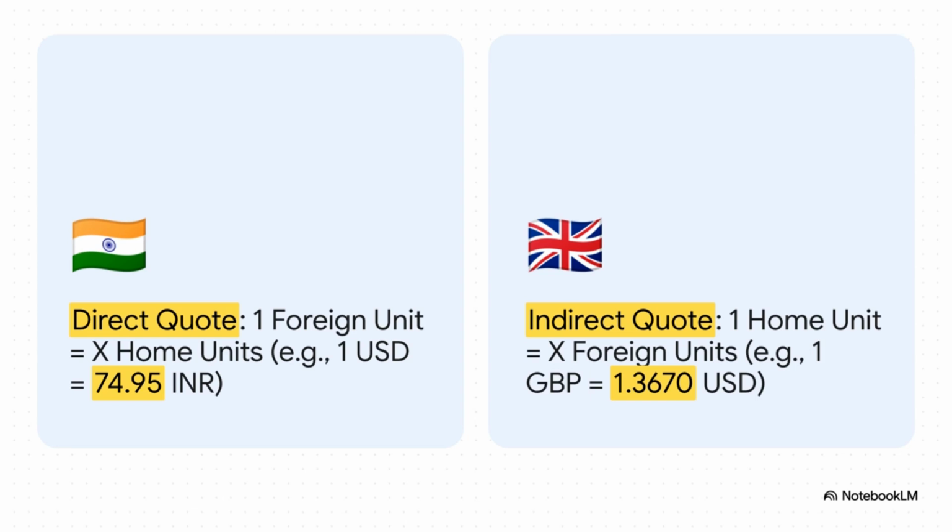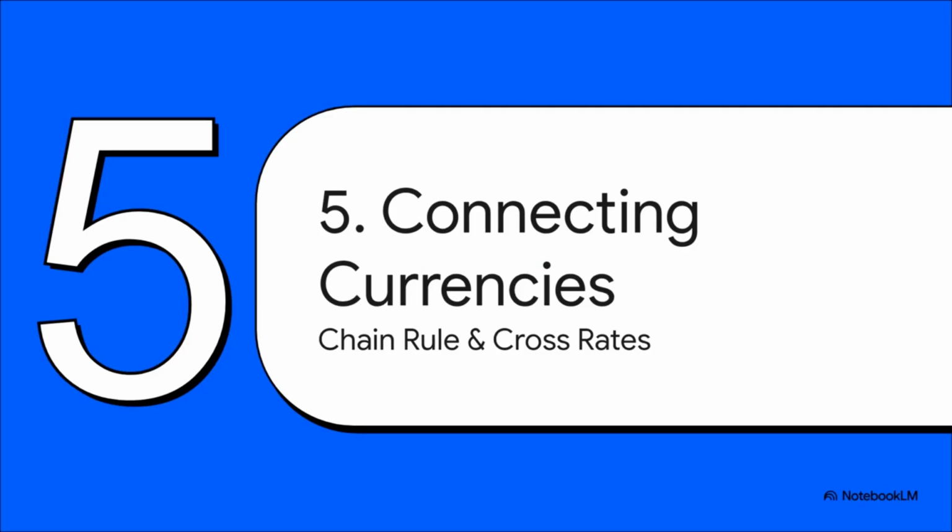Simple enough. But some places, like the UK, use an indirect quote. There, it's flipped. You'll see that 1 unit of their home currency, the British pound, is worth some amount of a foreign currency, like 1.36 US dollars. Most of the world quotes against the US dollar directly, but a few big ones, like the pound and the euro, do it indirectly. So this brings us to the final piece of the puzzle.